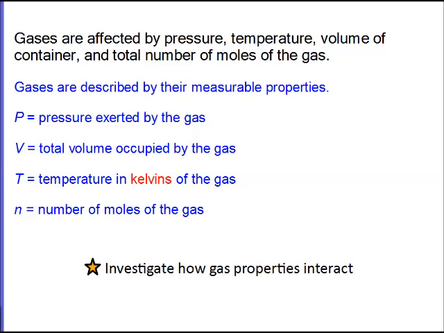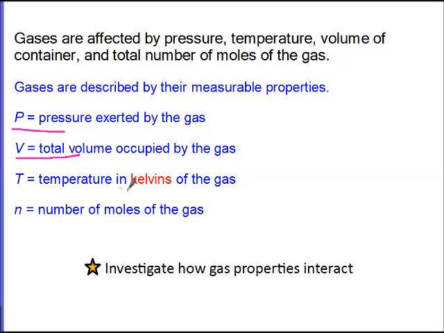So we use the following variables. P always stands for pressure. It could be in any of those units we talked about last time. V always stands for volume. So capital V stands for volume occupied by the gas.